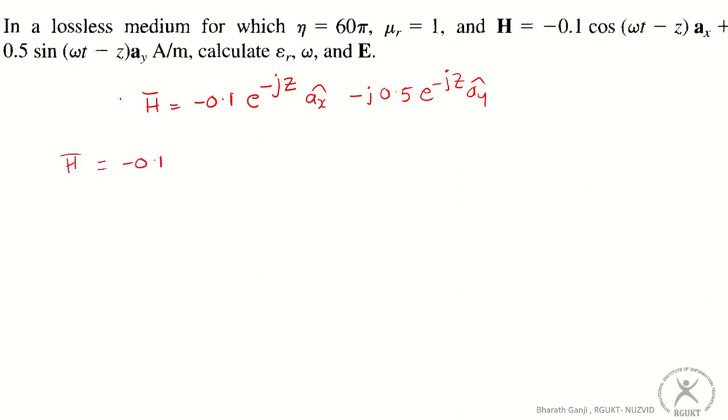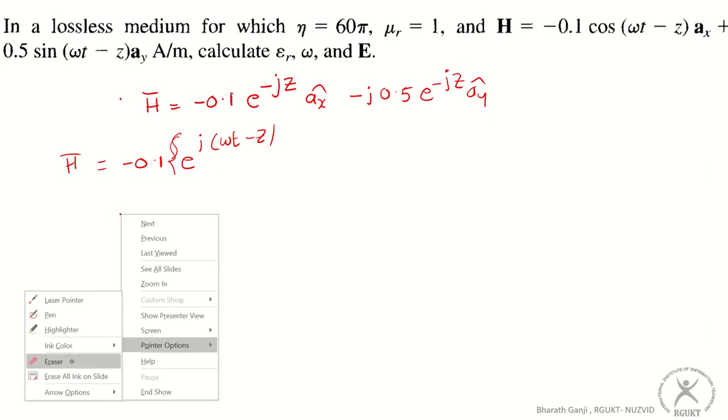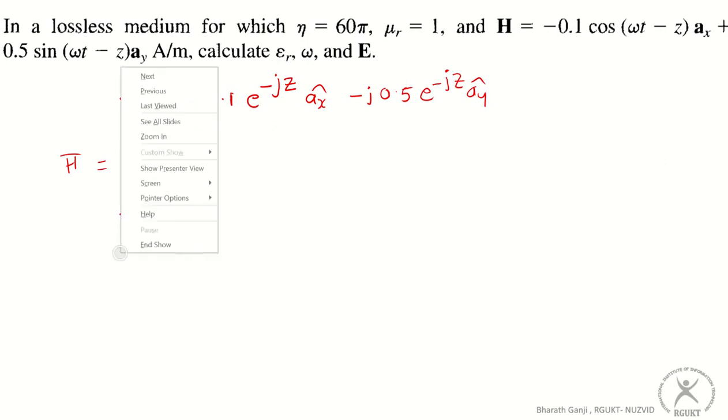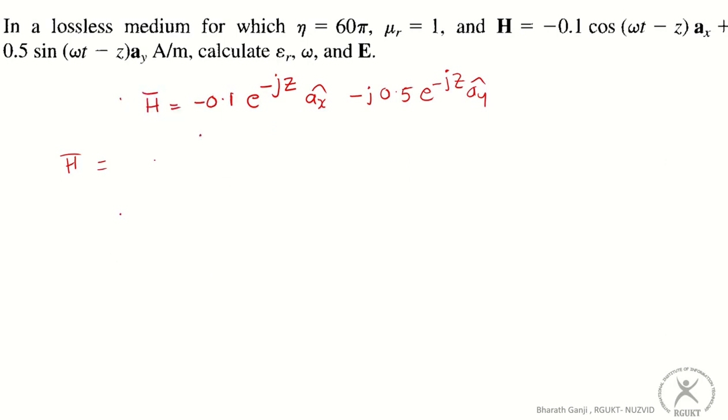So minus 0.1 can be written as e power j omega t minus z. Let me write it again. Let me first write the magnetic field equation in the time domain, then I will convert it into the frequency domain. It is minus 0.1 cos of omega t minus z ax cap. Whereas this 0.5 sine, I will write as cos of omega t minus z minus pi by 2.